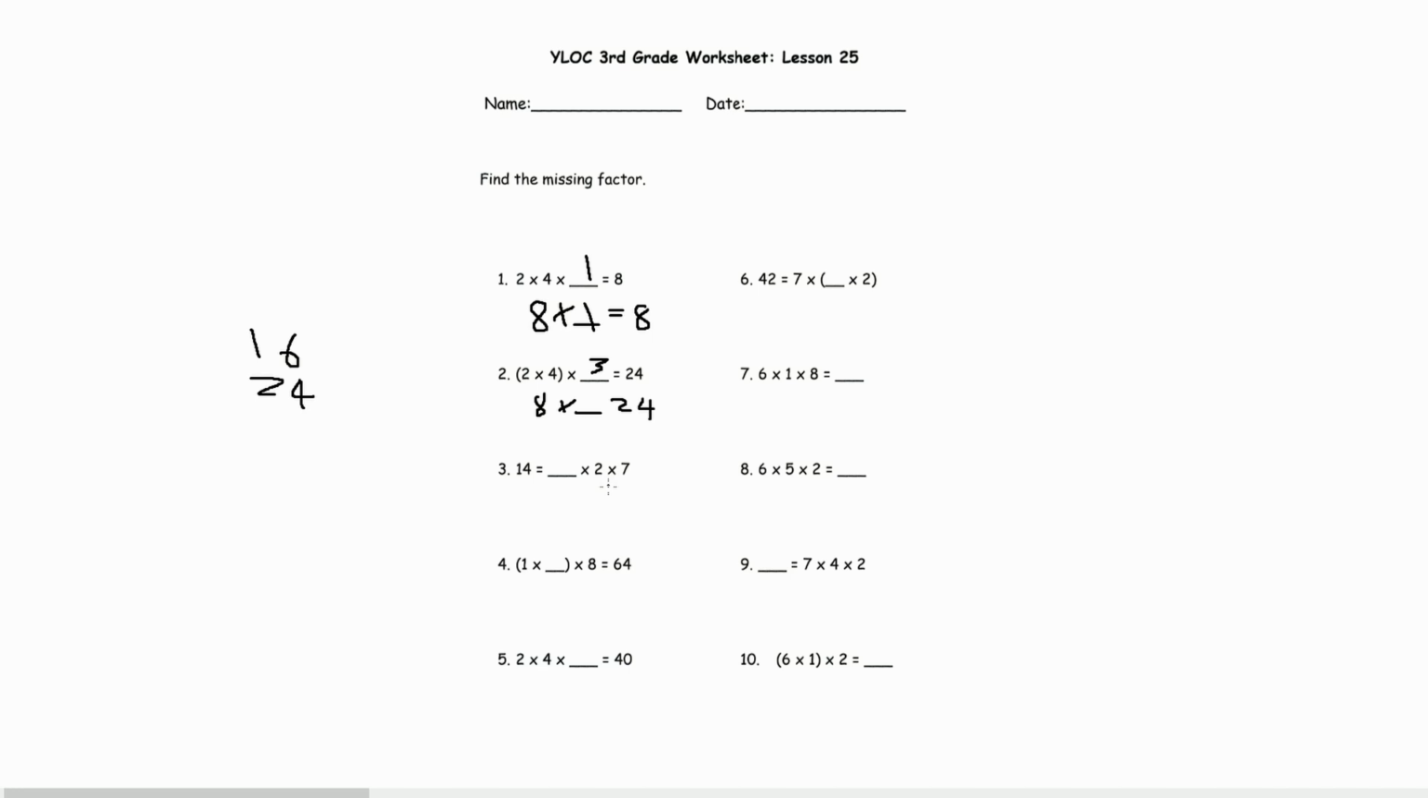14 equals 2 times 7. Let's just do that one first. 14 times something is 14. It's just itself, so it would be 1. Because if you put 0, if you multiply anything by 0, then the answer would be 0.